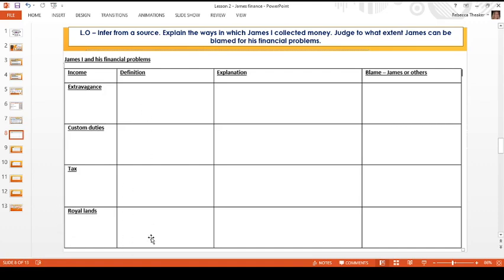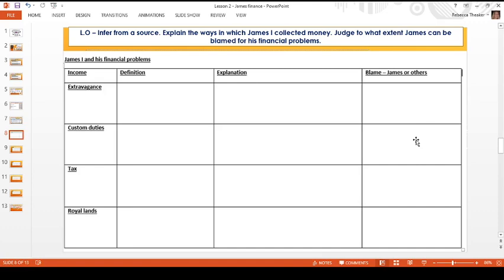Then in the next category you want just a small box for definition, where you're going to write what that word means. Then your largest box needs to be this one in the middle here, explanation. This is where you're going to explain the financial problems that came from that factor. And then your final box, this is what your judgment is going to consist of. This is going to be your blame box.